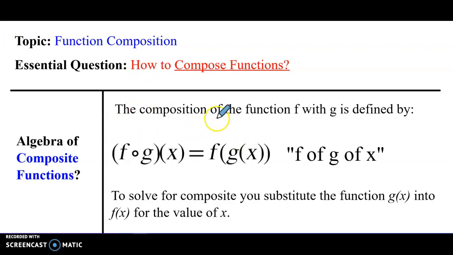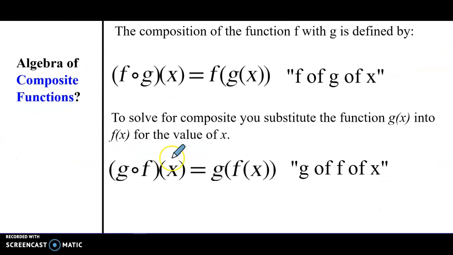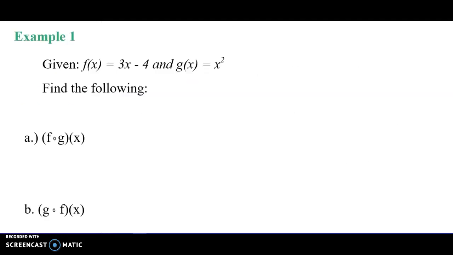Just to review, yesterday we learned that the composition of a function f with g is defined by f of g of x. So both of these, f of g of x, these two are the same thing. What you're basically doing is you are substituting the function g into the function f for the value of x. Okay? Or you could read it as g f of x, like in this second case. These two mean the same thing. So now let's look at some examples.